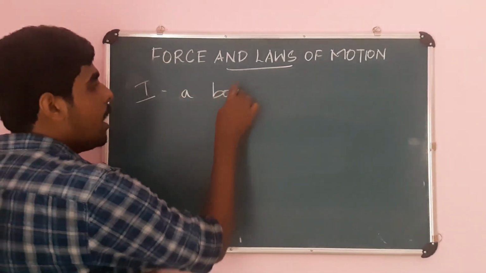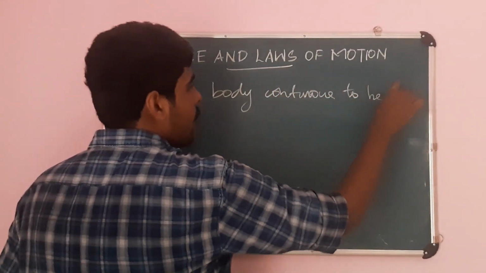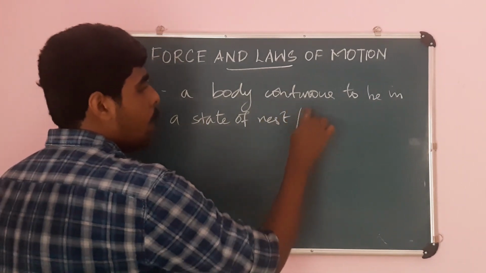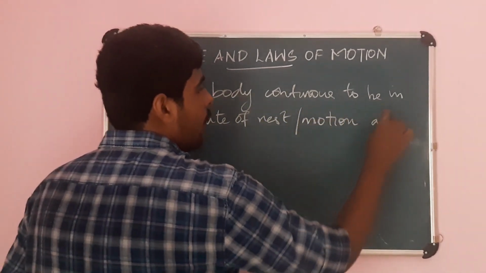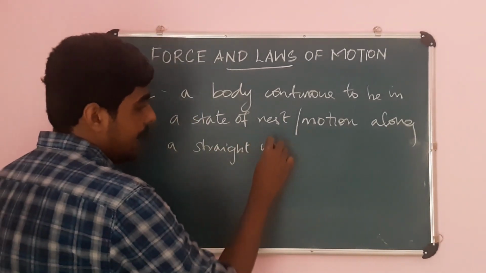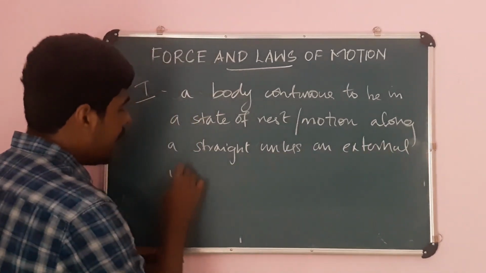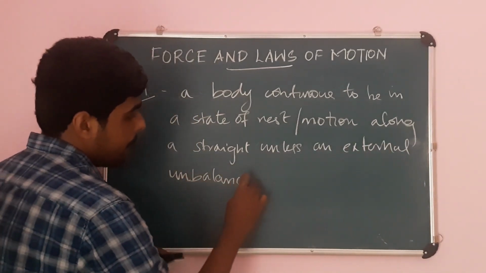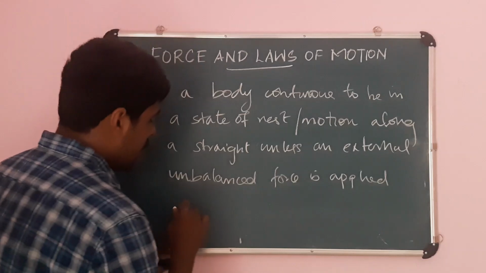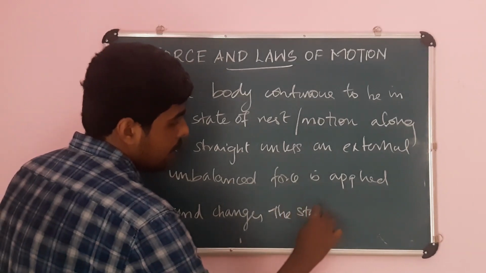The first law states that a body continues to be in a state of rest or motion along a straight line unless an external unbalanced force is applied and changes the state of the body.